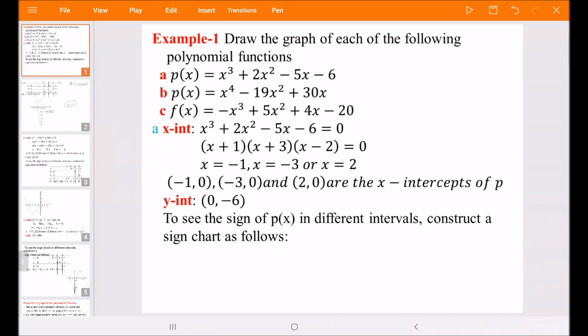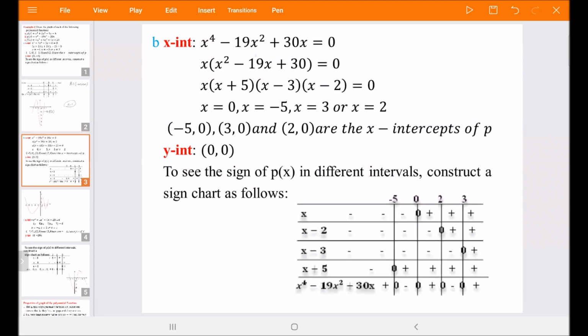The next example is a degree 4 polynomial. But if you consider the terms of this polynomial, all of them contain x. Here x to the power of 4, x squared, x. So when you are determining its x-intercept, first factorize this. When you are factorizing this, take out x. So you will be left with x cubed minus 19x plus 30. So for the x-intercept, x to the power of 4 minus 19x squared plus 30x equals 0. x times x squared minus 19x. No, this is x cubed. Sorry, this is x cubed.